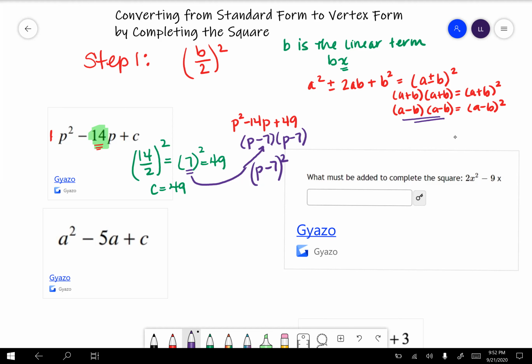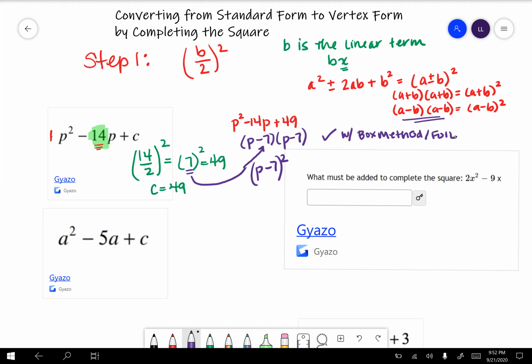You can always check your math by doing the box method on this. So you can check with the box method or with FOIL to make sure that you have factored that correctly. Okay? So let's move on to the next problem.